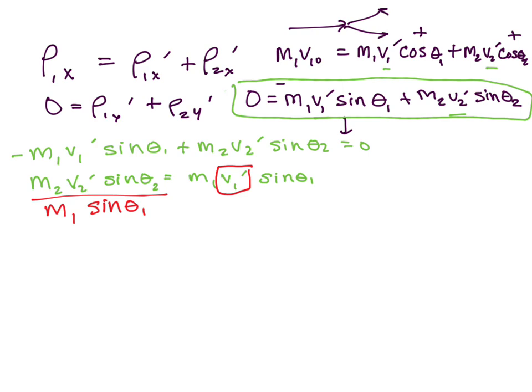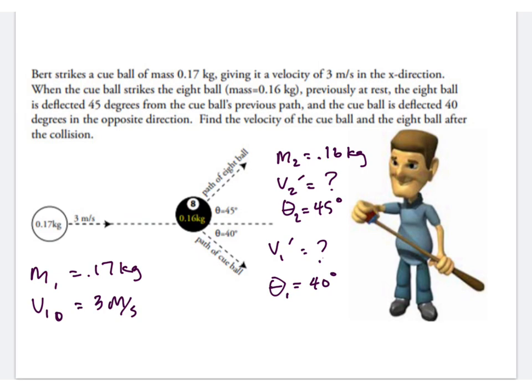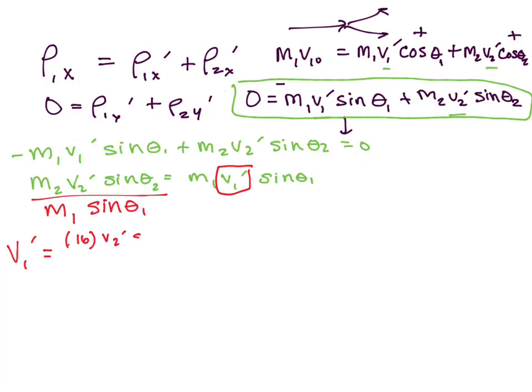So what we have here is v1 final equal to m2, which was 0.16, v2 final sine of theta 2, I believe theta 2 was 45 degrees, so sine of 45 degrees, divided by m1, which was 0.17, sine of theta 1. And now this is positive because we already handled the negative. Do you see what I'm saying? When we swung it across this equal sign right here, it became positive.